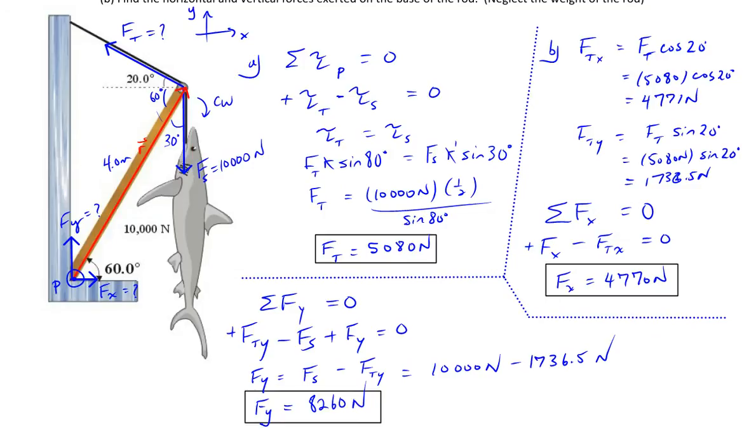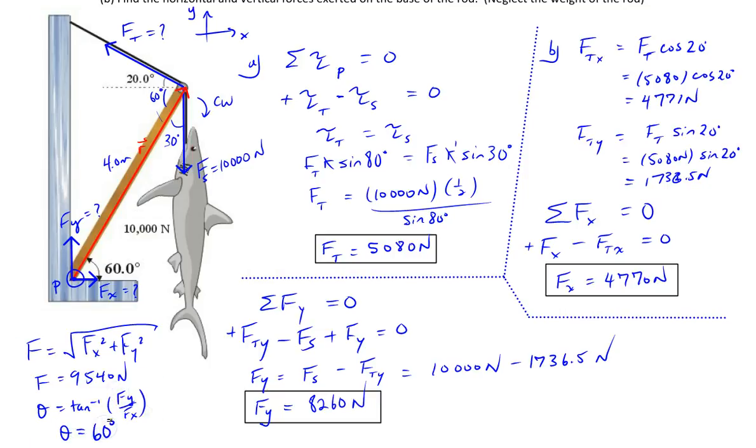Now you could continue, by the way, and find the resultant force of Fx and Fy. You'd simply use the Pythagorean theorem using these two forces, and you'd end up with a force of 9,540 newtons. And you could get the angle as well by using the arctan of Fy over Fx. And interestingly, that will give you an angle of 60 degrees right along the beam. And that's due to the symmetry of the problem. And that's it for this example.